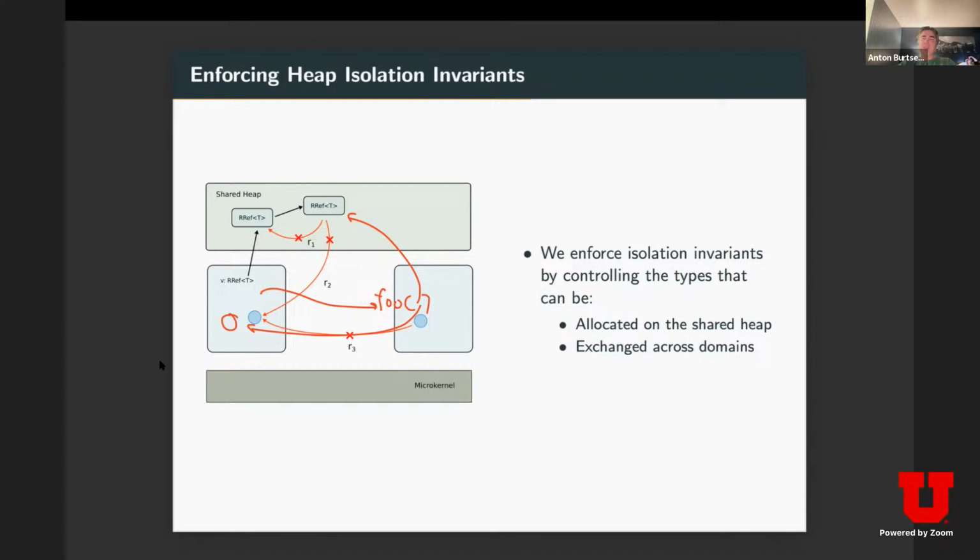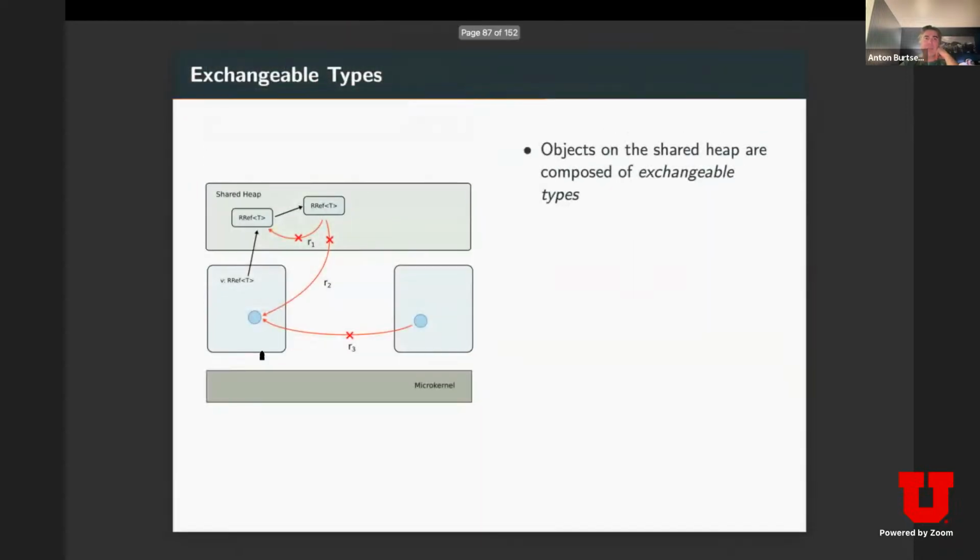So essentially, we create a special type system which allows us to catch those cases where whoever develops the domain, we don't control. There's no user, no human being, who looks at this code and says, okay, look, I claim that all the invariants are preserved. So we trust the type system to do this. We introduce this idea of exchangeable types. These are the objects which can be exchanged across domains and allocated on the shared heap.